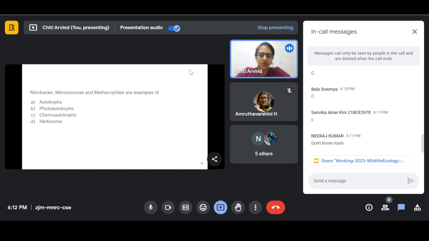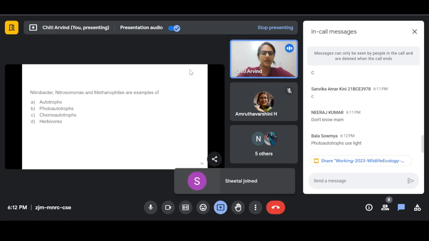So there are two kinds of autotrophs. You have chemoautotrophs and you have photoautotrophs, right? Correct. So yes, Samya, you're right. Photoautotrophs use a light source as their primary source to generate energy. So they are able to make their own food via chemicals or a light source.